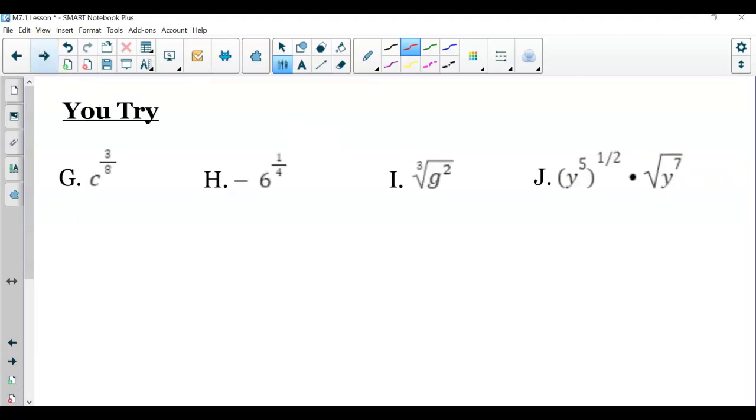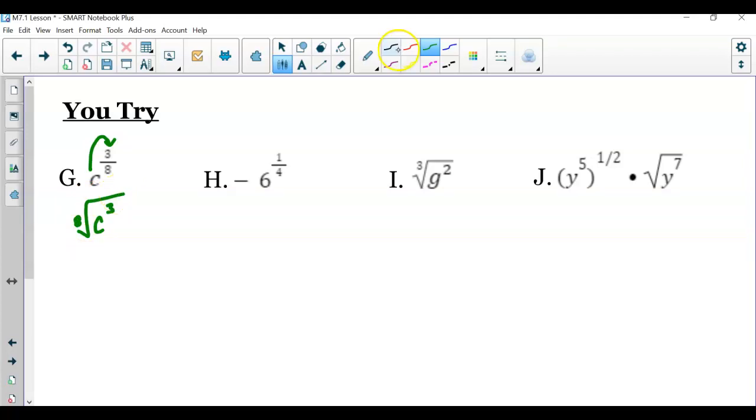So go ahead and pause the video and try these U-tries on your own. And here we go. So with the first one, notice how this is just c to the 3/8. So that's c to the 3rd power. So c to the 3rd, but inside of the 8th root. Your 8 is your index.